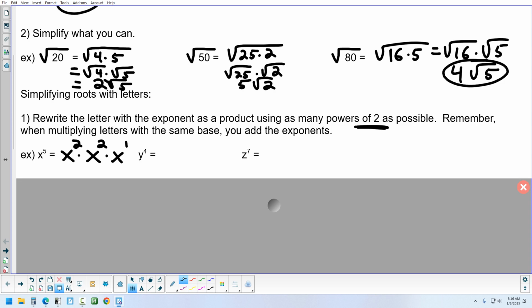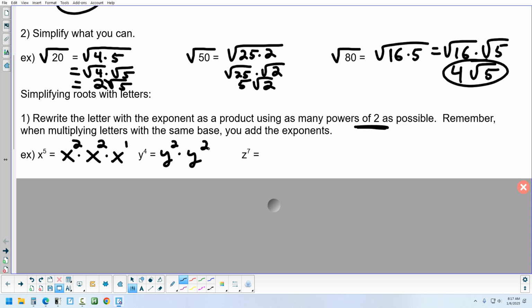Y to the 2nd and another y to the 2nd. You can only break it up into something with a power of 2 or something with a power of 1, right, to do the method I'm going to show you. You can't use anything else. And if you add up the 2 plus 2, you get 4.